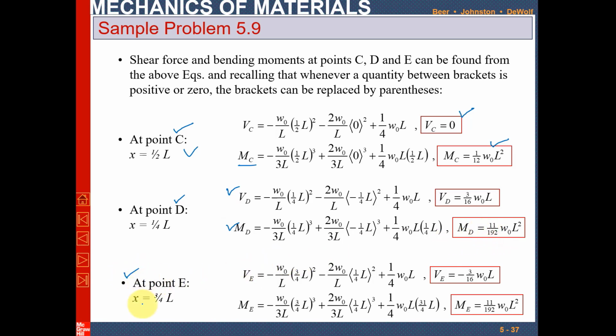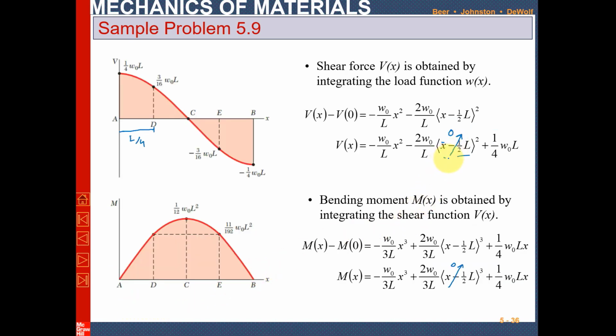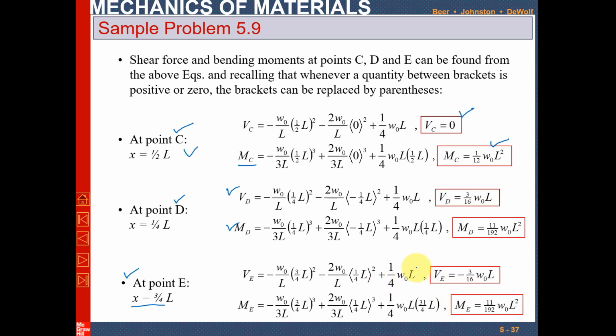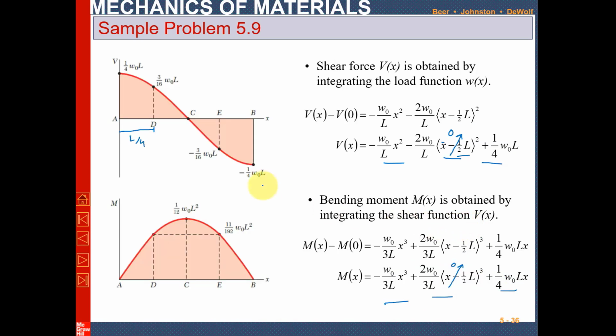At point E, if you put x is equal to 3L by 4, definitely this value will be positive, this will be positive, and this, and again this. So if you solve this, the shear force at point E will be this, and the bending moment will be this. Now you have to plot them on the shear force diagram.